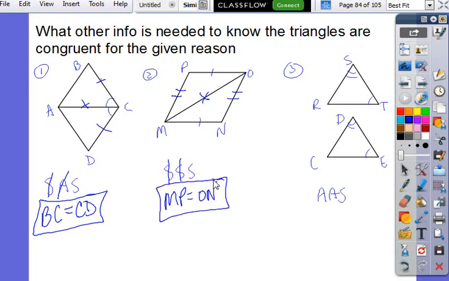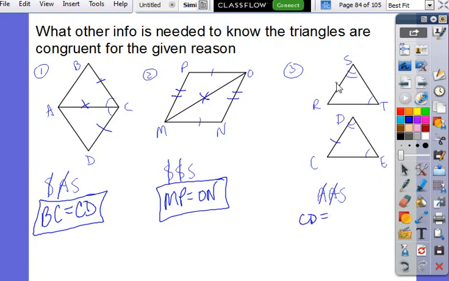If I go to number 3, it wants me to do angle, angle, side. What's already labeled up here? The 2 pairs of angles. So what am I obviously missing? A side. Where can the side not be? It can't be between the angles. So that could be like CD. So if I say CD, what would have to match CD? RS. That is one possible answer.